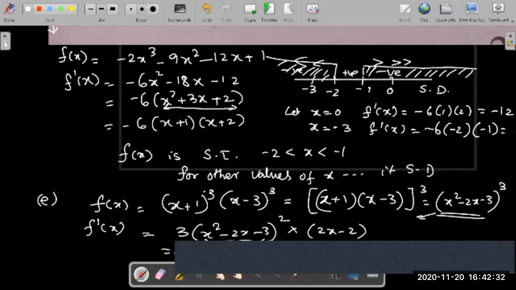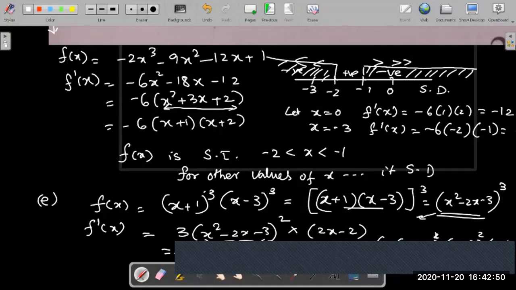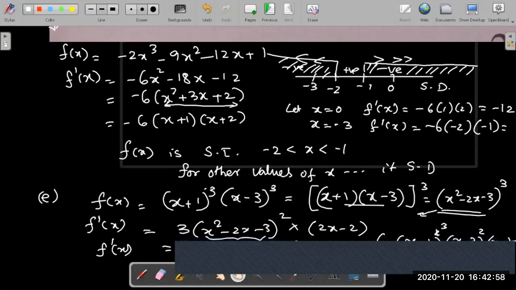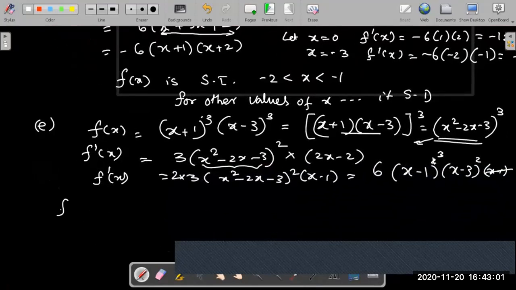So again break this like this. So that means 6 into x minus 1 into x minus 3, x minus 1 into x minus 3, both are squared, into x minus 1. That means you have got x minus 1 whole cube. So this is what my f dash x is. So for this f dash x, we need to test the sign. So I'm writing that f dash x again. So this is 6 times x minus 1 whole cube into x minus 3 whole square.